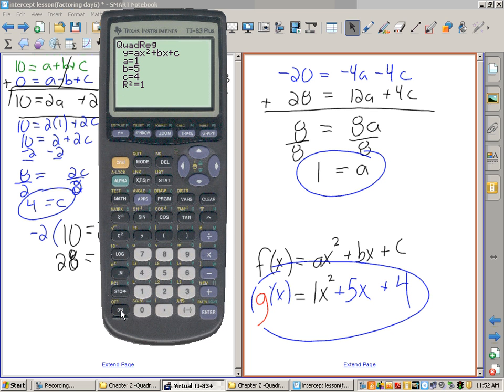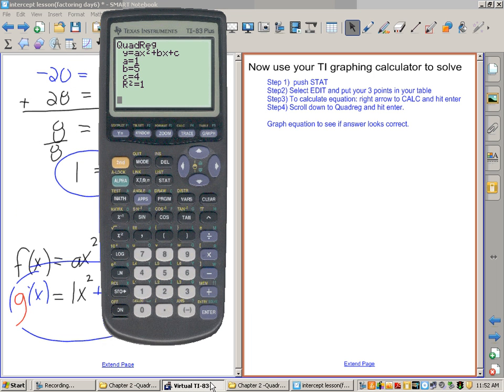The first thing that we want to do here is push the stat key. We're going to take these 3 points, select edit, and plug in your 3 coordinates. I got them up here for you if you didn't remember what they were: -3, -2, 1, 10, -1, 0.